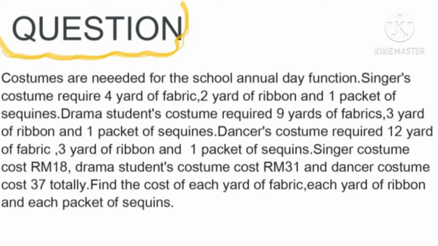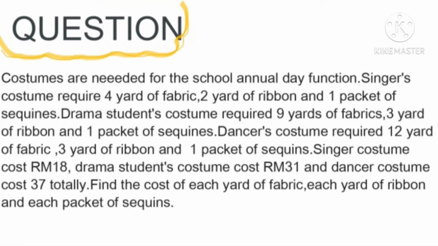Costumes are needed for the school annual day function. Singer's costume requires 4 yards of fabric, 2 yards of ribbon, and 1 packet of sequins. Drama students' costume requires 9 yards of fabric, 3 yards of ribbon, and 1 packet of sequins. Dancer's costume requires 12 yards of fabric, 3 yards of ribbon, and 1 packet of sequins. Singer costume costs 18 ringgit. Drama student costume costs 31 ringgit, and dancer costume costs 37 ringgit in total. Find the cost of each yard of fabric, each yard of ribbon, and each packet of sequins.